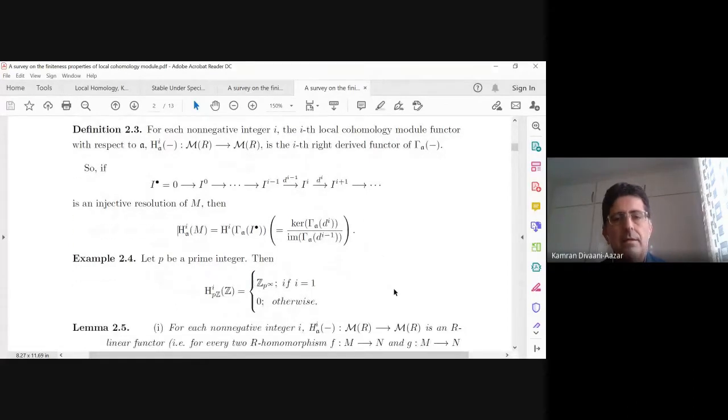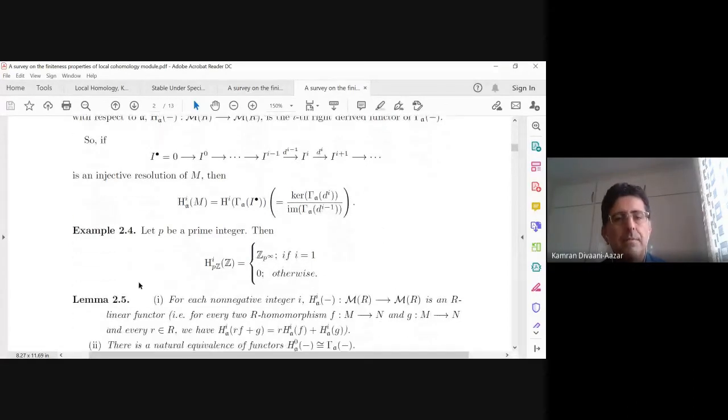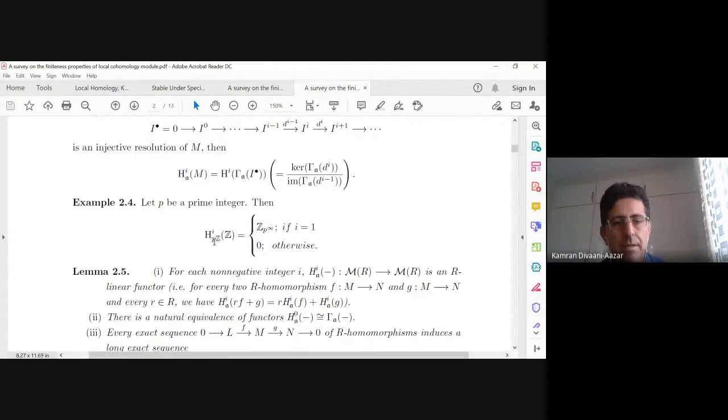Let's have an example here. Let p be a natural prime integer. Then take the principal ideal pZ. The ith local cohomology of Z with respect to this ideal is Z_(p^infinity) when i is 1 and 0 otherwise. It can easily be verified.